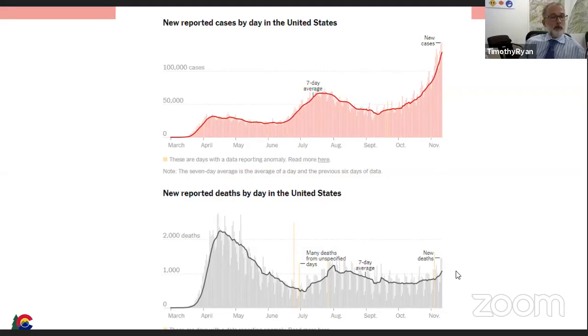The graph on the bottom shows new reported deaths by day in the United States. As you see here on the far left, we had a significant increase at the beginning as the pandemic began. It then subsided, and then we saw a little uptick in the middle of the summer here. What is most troubling is what we're seeing on the far right now.